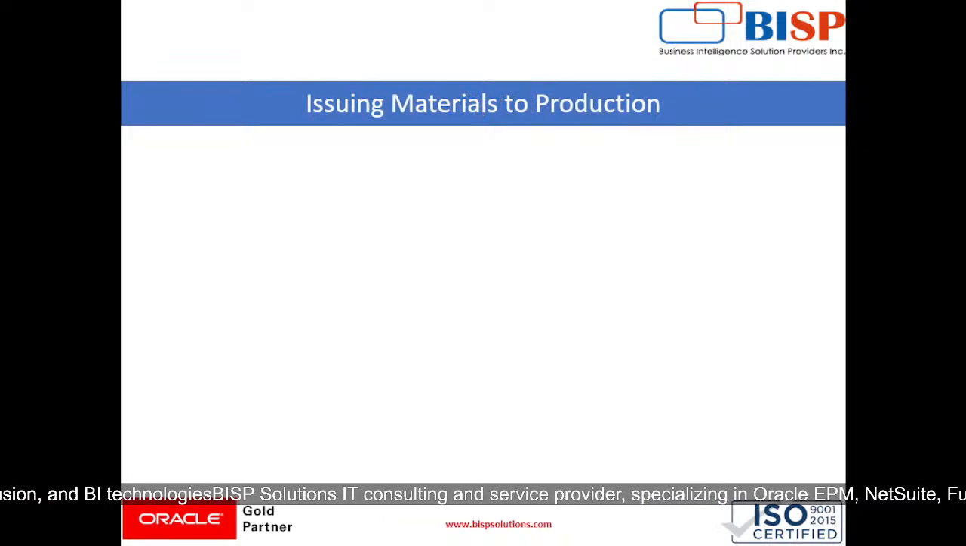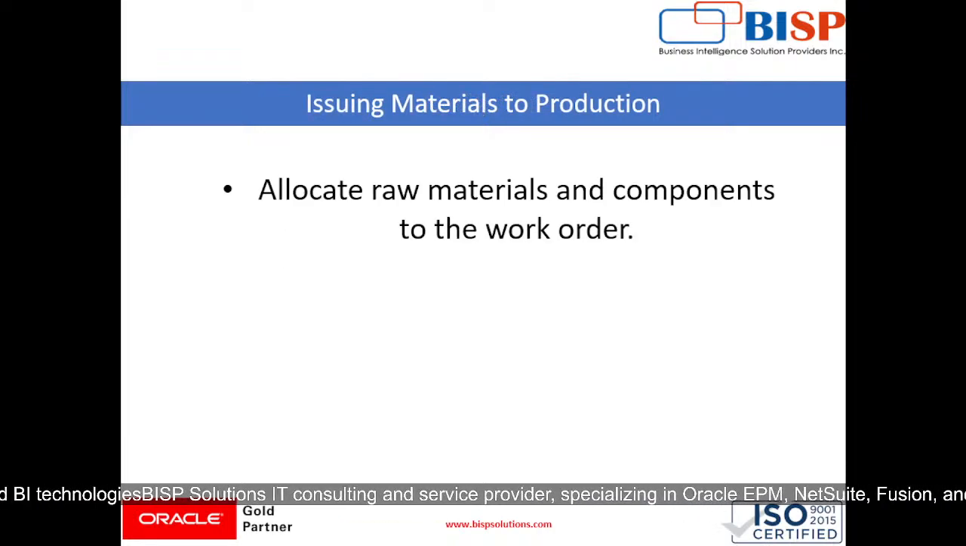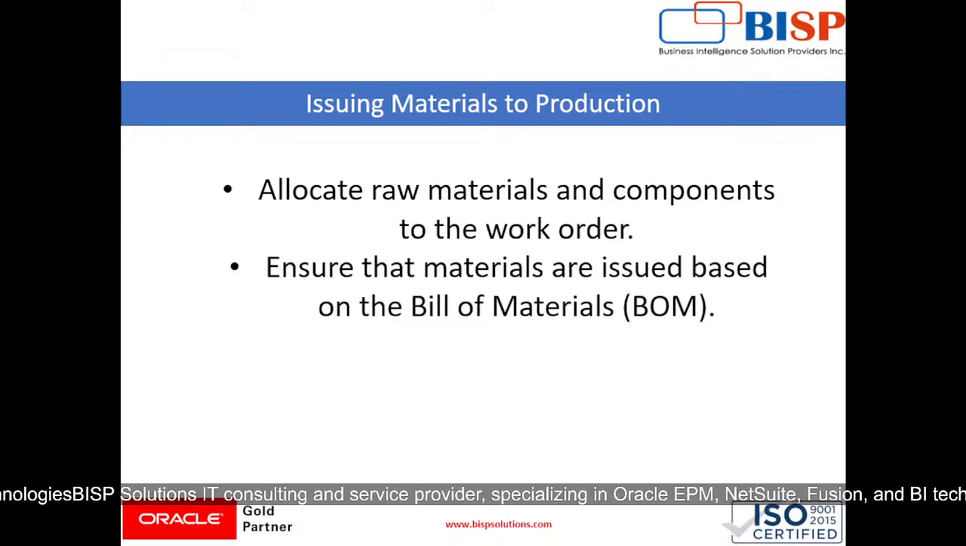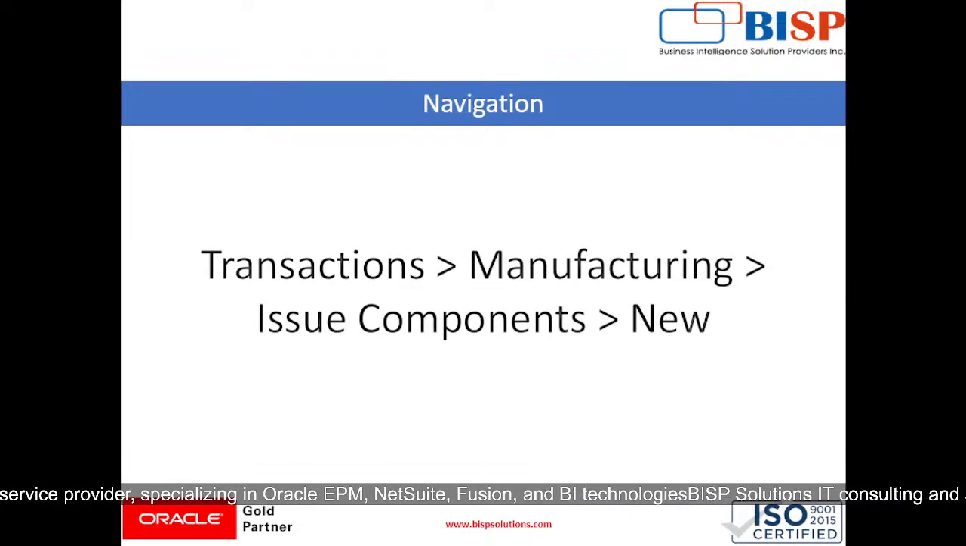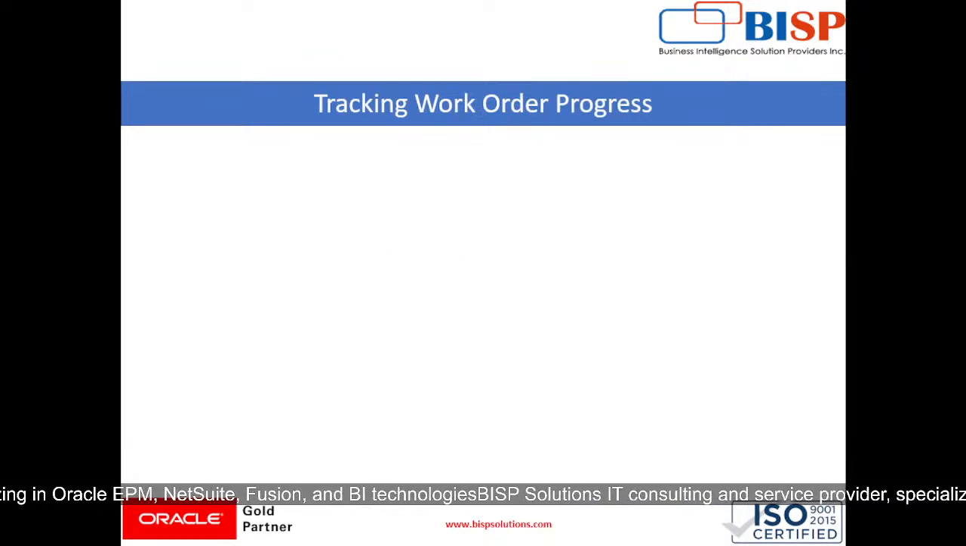Then comes issuing materials to production, where allocating raw materials and components to the work order is done, and it also ensures that materials are issued based on the bill of material, BOM. Navigation: under transaction we can find manufacturing. Under manufacturing, issuing components is there, and we can create a new issue components too.